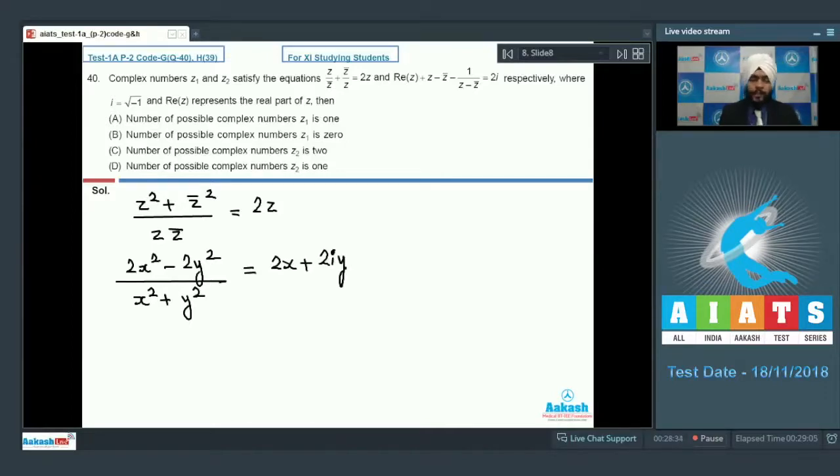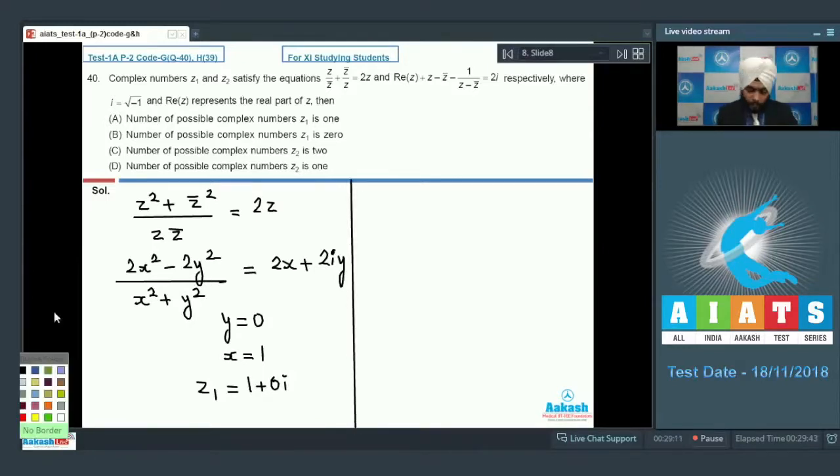Y has to be 0. The left hand side is purely real, and the right hand side has imaginary part 2y, so y has to be 0. If y is 0, we get 2x square upon x square, that is 2, equal to 2x, so x is equal to 1, which means that z1 is 1 plus 0 iota. Very simple complex number given under a tedious condition.